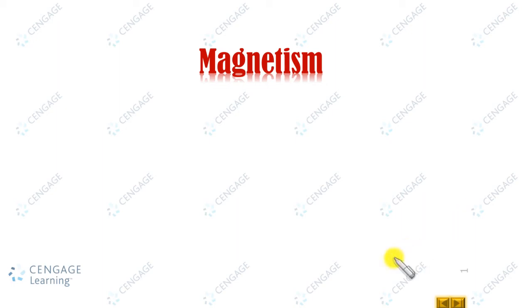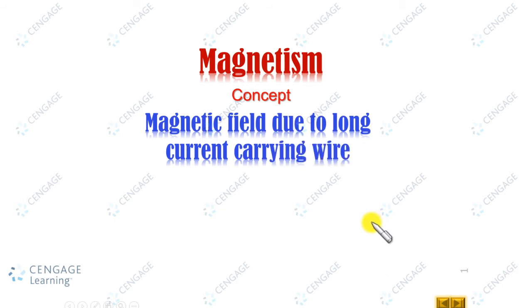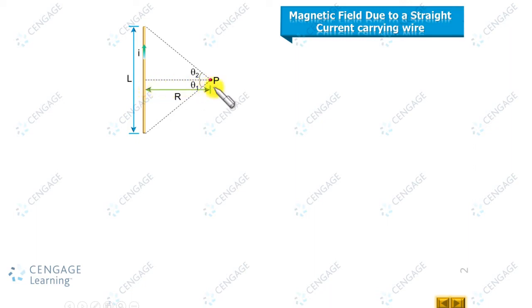Dear students, in this section we are going to discuss the concept of magnetic field due to the long current carrying wire. We know the formula for the magnetic field due to the straight current carrying wire. You can observe this is a straight wire of length L carrying current I. And here we are interested to calculate the magnetic field at point P, which is at a distance capital R.